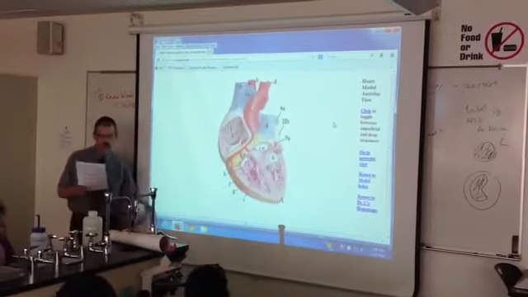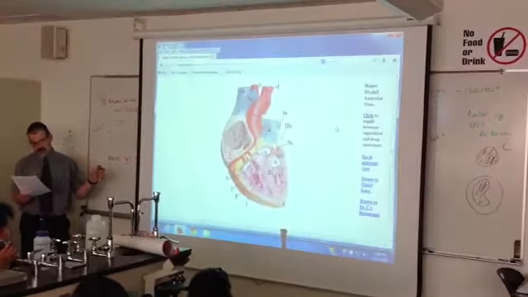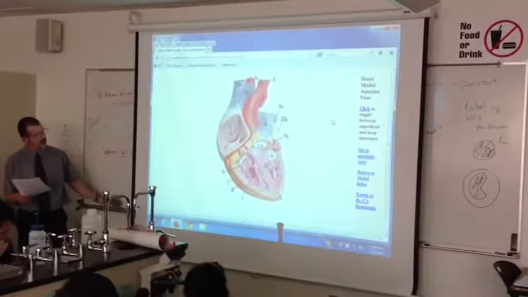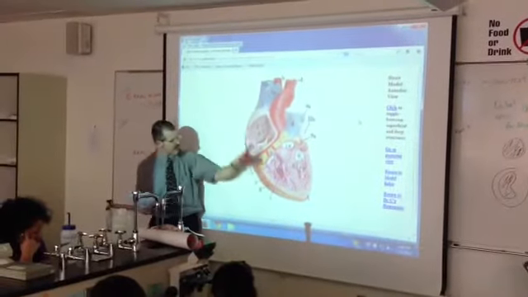Roman numeral 3. Tell me what it is. Right ventricle. Roman numeral 4. Left ventricle. And you can't see the other one. It's back in there. But again, get your right and left straight. So, if this is the right atrium, that's the right ventricle.